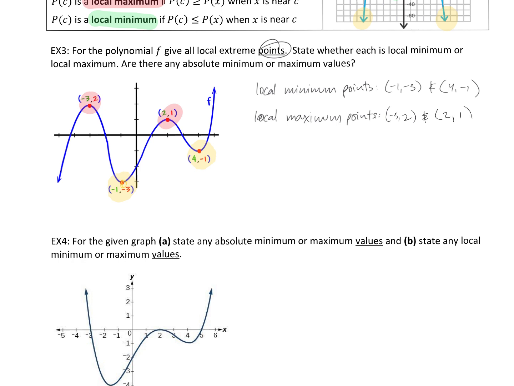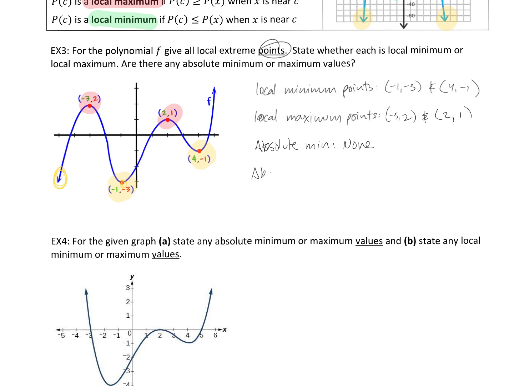Now, are there any absolute minimum or maximum values? Let's see. Absolute minimum? Oh, what do you know? We have that arrowhead. That goes down to -infinity, so we don't have any absolute minimums. So our answer is going to be none.